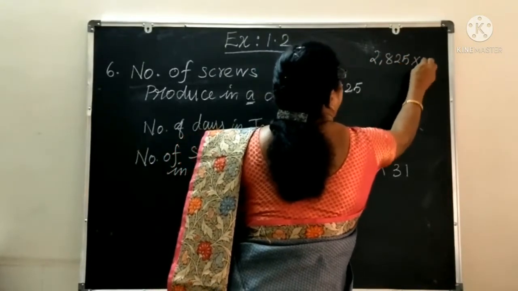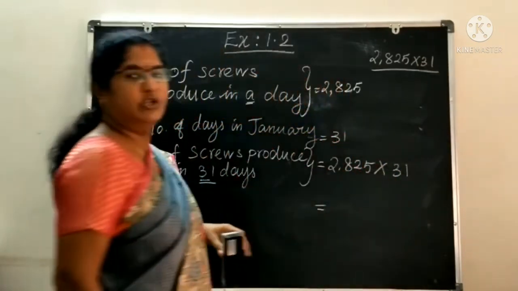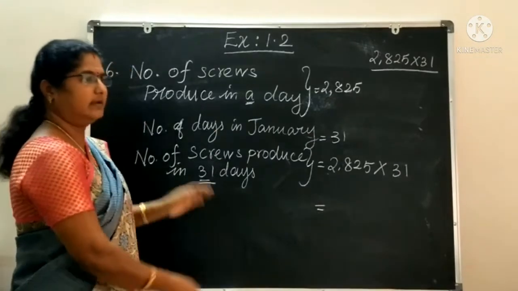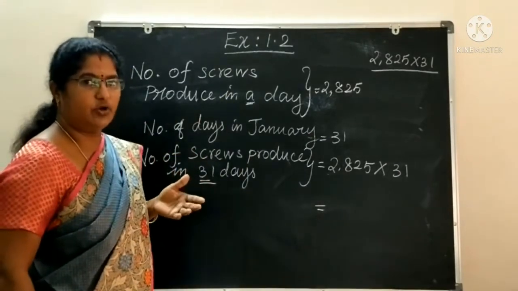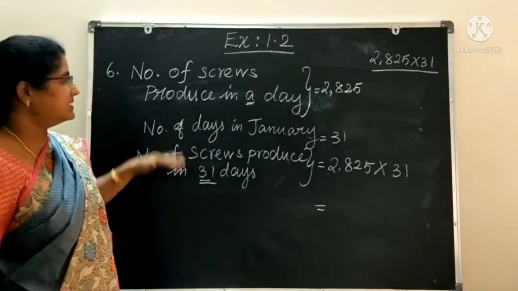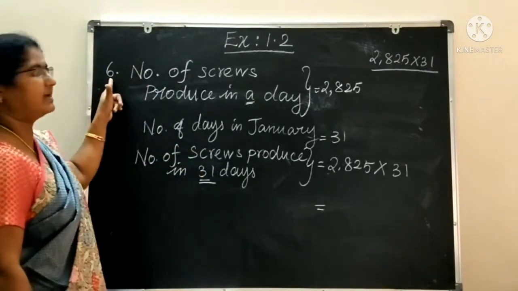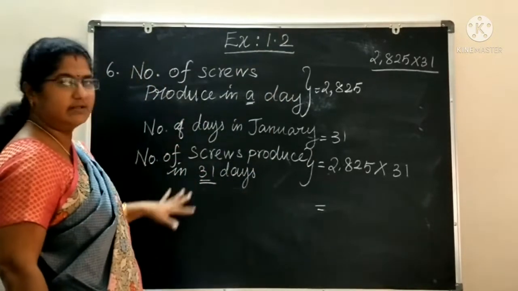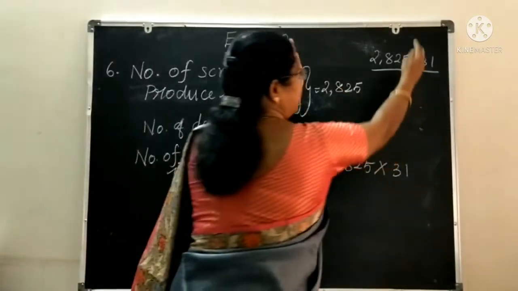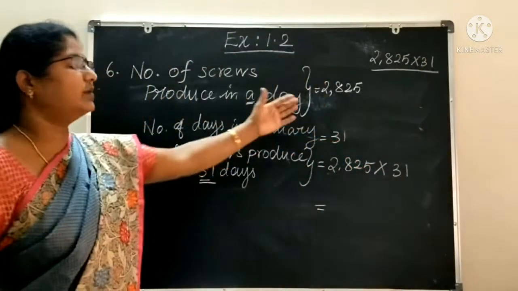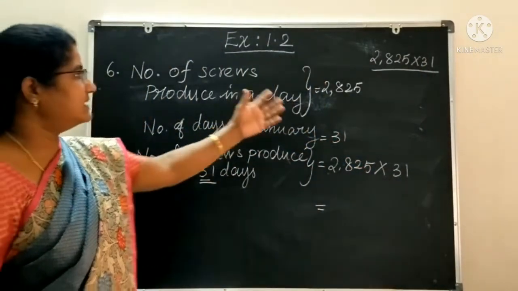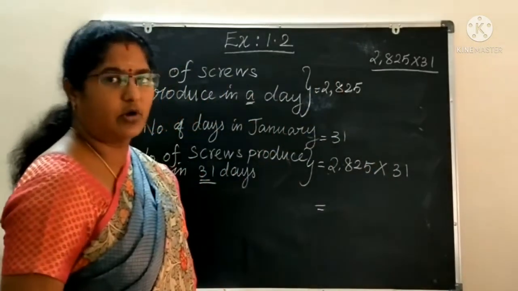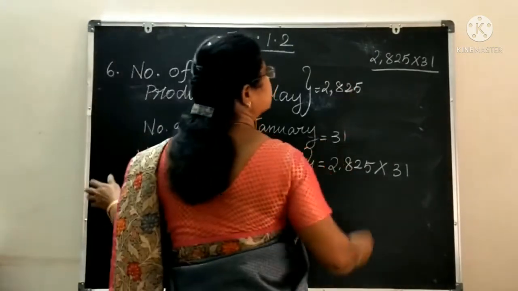2,825 multiplied by 31. In your classwork, as you already know from your maths class, you use a horizontal note. In the left margin, you write the date and question number. In the center portion, you write all the steps. In the right margin, you do the rough work. The multiplication, addition, subtraction, all the rough work you can do in the right side margin. Okay, so let's multiply.